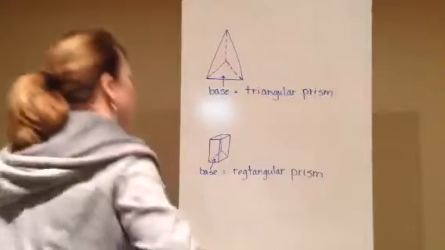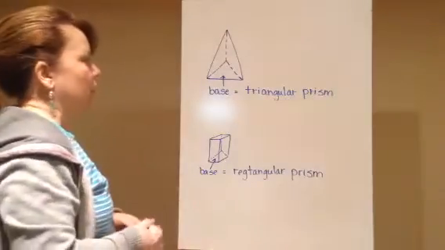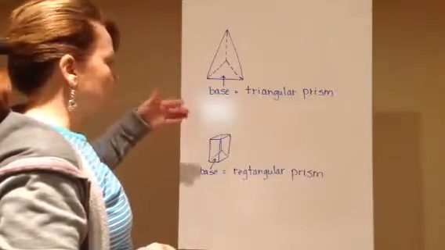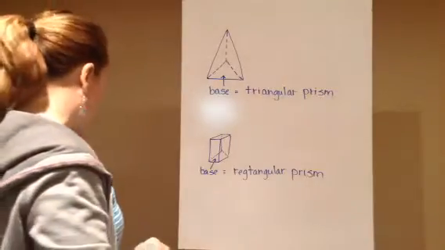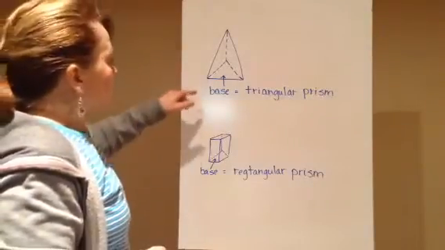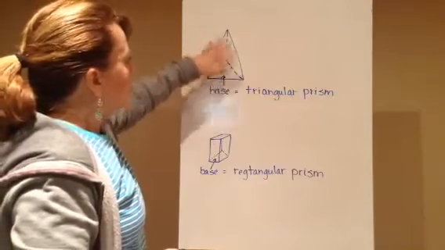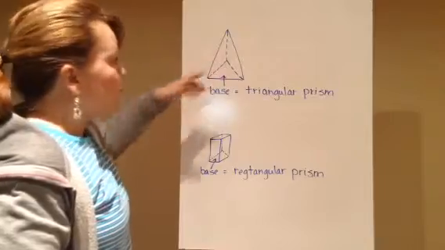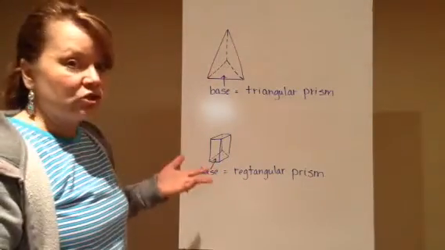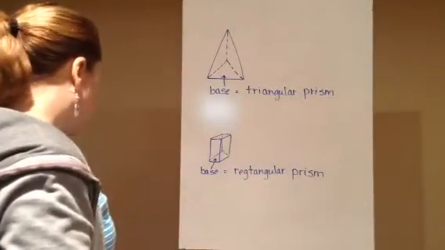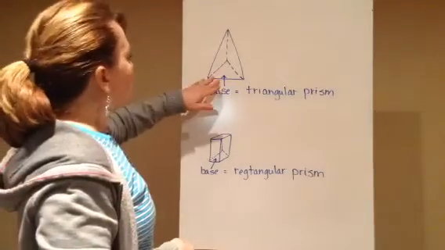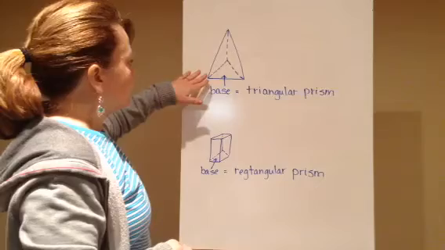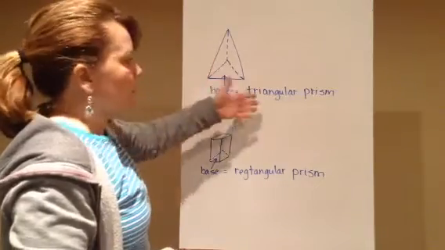Okay, so let's take a look. How do I know if it's a prism, or how do I know if it's a pyramid? If you look at the base of this particular geometric solid, it is shaped like a triangle. So since it has a base of a triangle, we call it a triangular prism.